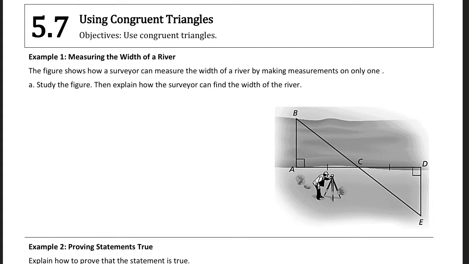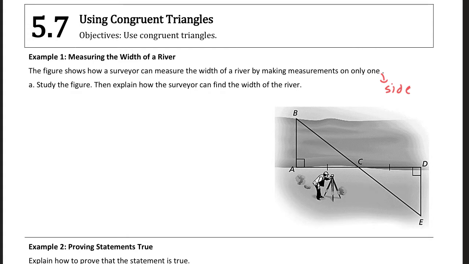So it says, the figure shows how a surveyor can measure the width of a river by making measurements on only one, and that should say side at the end. That's my fault. Made a typo. So we're studying the figure and explaining how we can find the width of the river. The width of the river we can't measure directly, so we got to use something called indirect measurement.